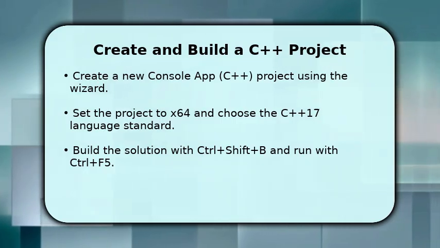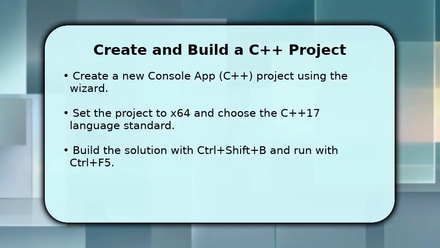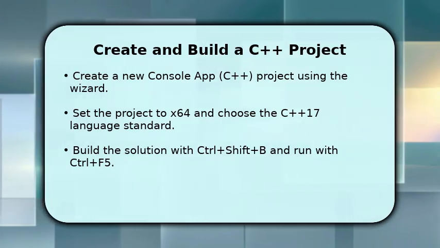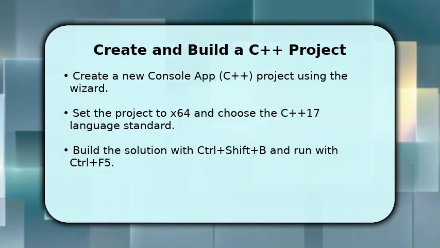In Project Properties, set configuration to Release and Platform to x64 for optimized builds. Under C++ Language Standard, select ISO C++ 17. Add source files using Add New Item and name them with a CPP extension.